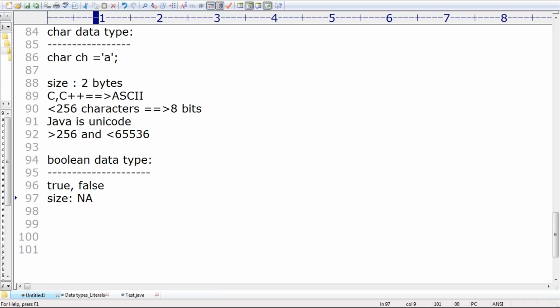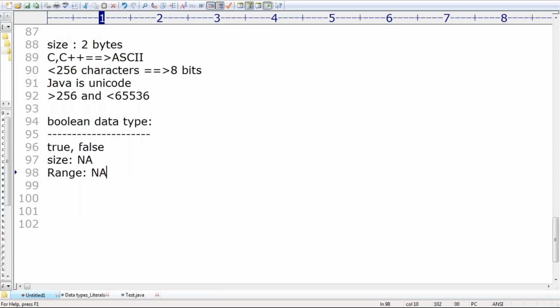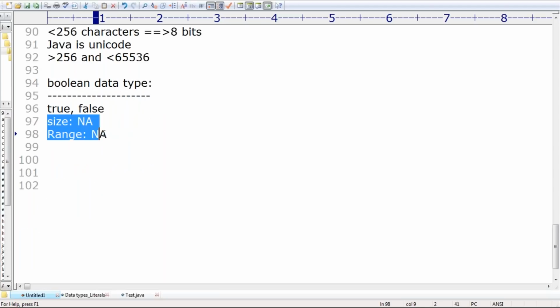Remember that. Even in Python, sir, True means 1, false means 0. But in Java, there is no such terminology. That's why the size concept is not applicable here. Even the range concept is also not applicable, because between true and false, which is smaller and which is bigger? There is no such thing. Both are at the same level. That's why for the Boolean data type, the size and range concepts are not at all applicable.